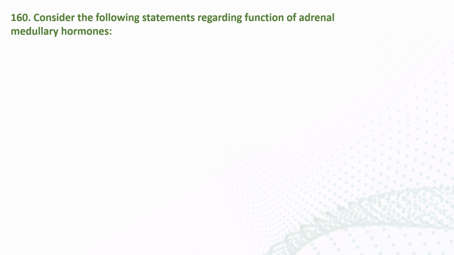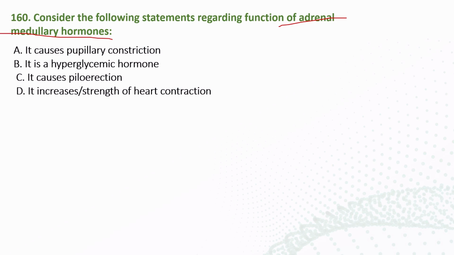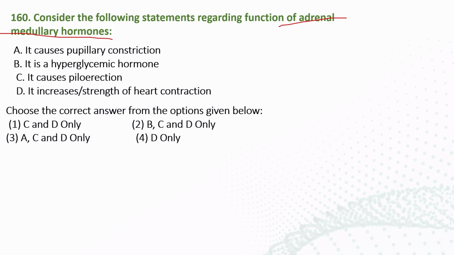The next question is, consider the following statements regarding the function of adrenal medullary hormones. Here they are asking about the characteristics of the adrenal medullary hormones, what their role is and everything. They have given options like it causes pupillary constriction, it is a hyperglycemic hormone, it causes piloerection, and it increases the strength of heart contraction. These are the four options they have given. In this you have to say which are the correct statements regarding adrenal medullary hormones.